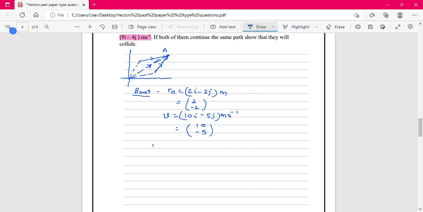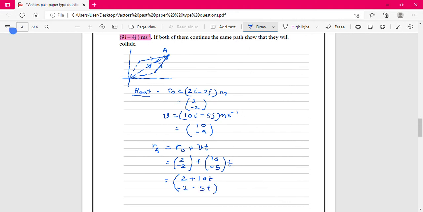I will take it as RA. So RA will be R0 plus Vt. R0 is (2, -2), V is (10, -5), into t. So this will be the final position vector of the boat after t seconds. So 2 plus 10t, and minus 2 minus 5t.